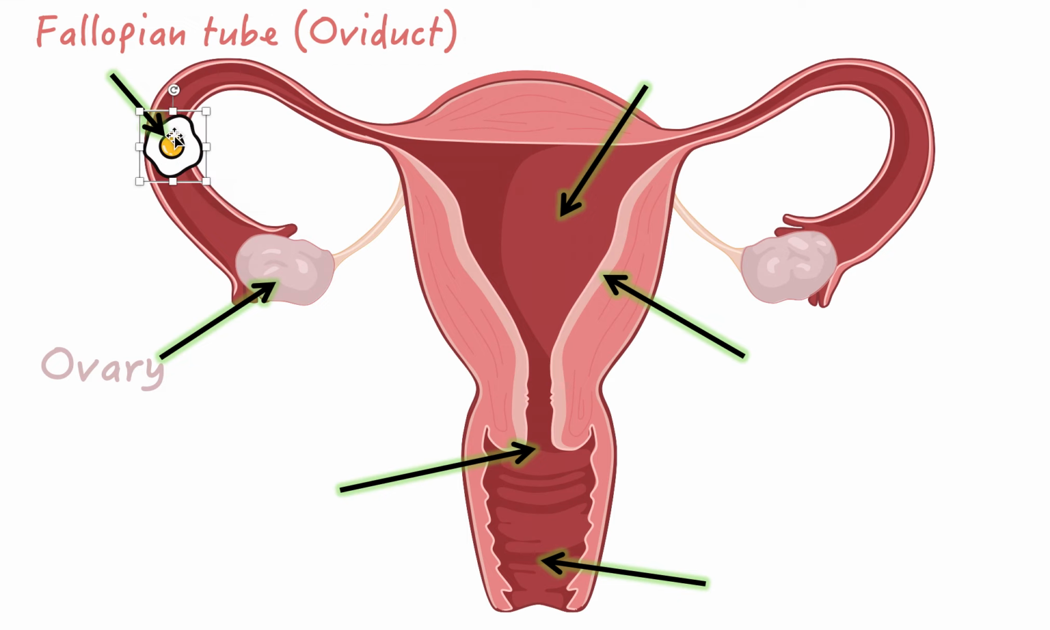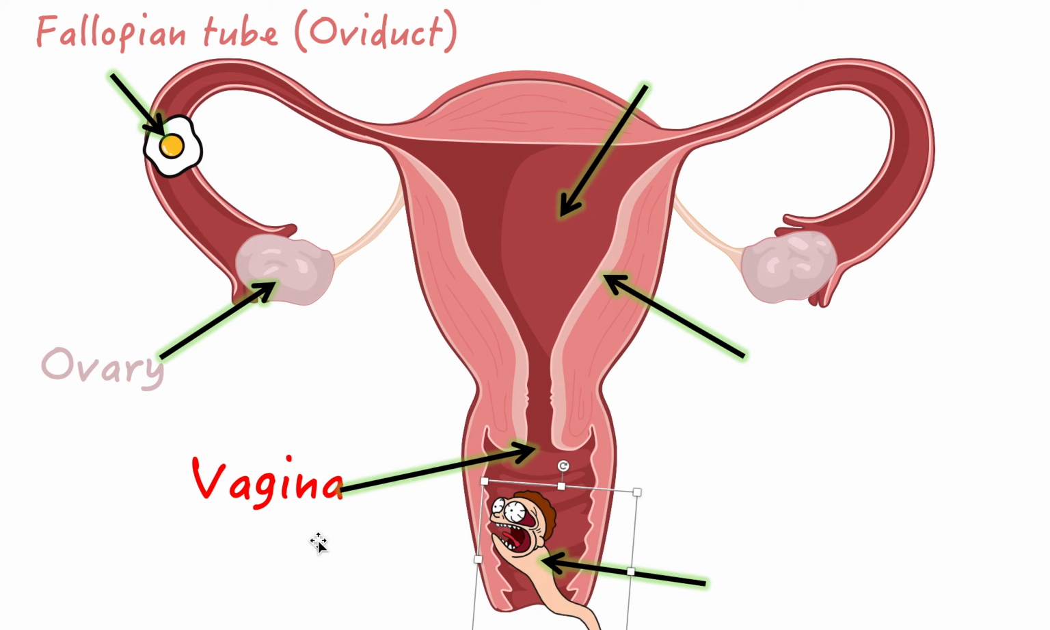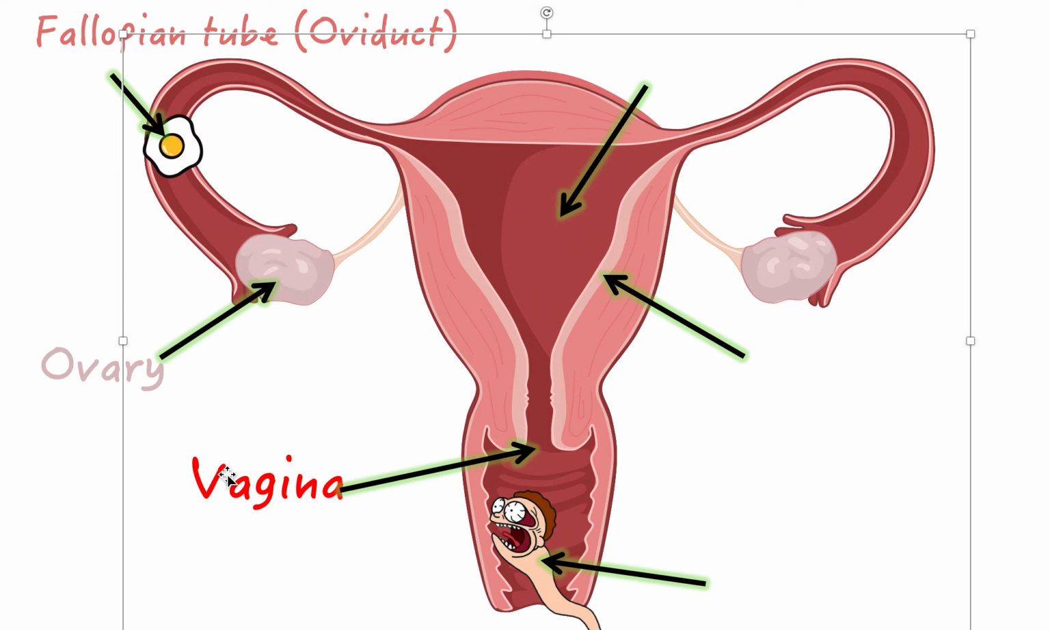Now, the egg is going to wait right here for what? It's going to wait for sperm. Sperm is going to be ejaculated into what? The vagina, right? We call this area here the vagina. Now, after it enters the vagina, oh no, that's wrong. I labeled the wrong thing.